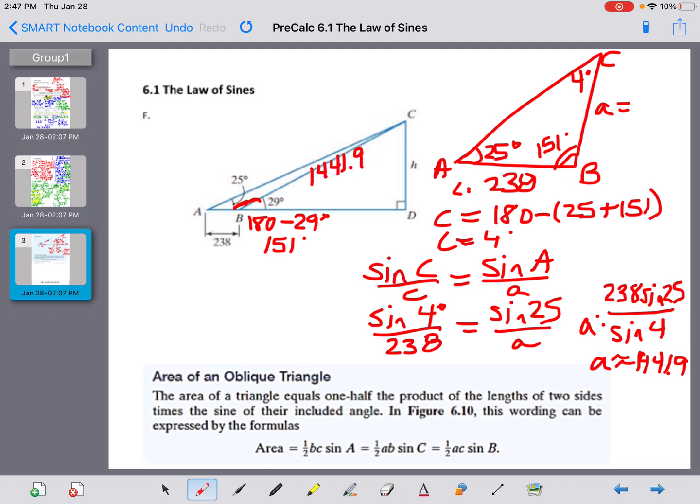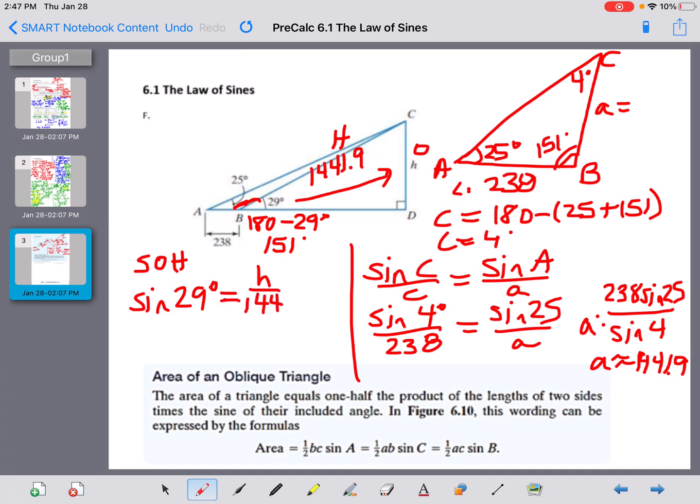1,441.9. Okay, now I can use a little SOHCAHTOA, right, because I do have a right angle. If I want to find this opposite and I know the hypotenuse, I can use a little SOH. So the sine of 29 degrees equals my opposite, which is h, over my hypotenuse, which is 1,441.9. And I'm going to run that through my calculator, and I'm going to cheat because that 1,441.9 is already in my calculator, so I'm just going to multiply it times the sine of 29, and I get 699.0 for my h.